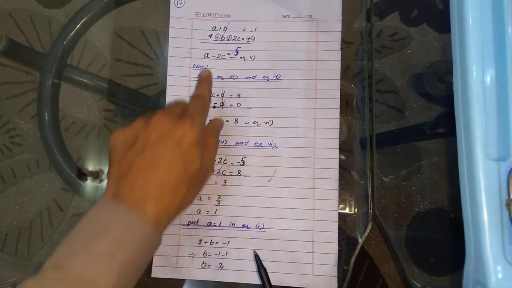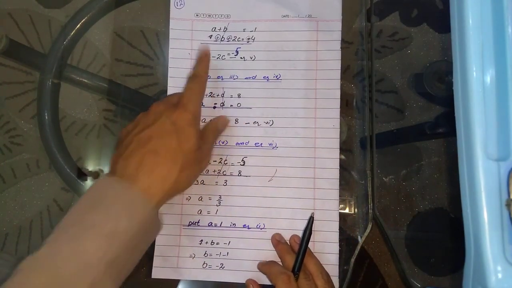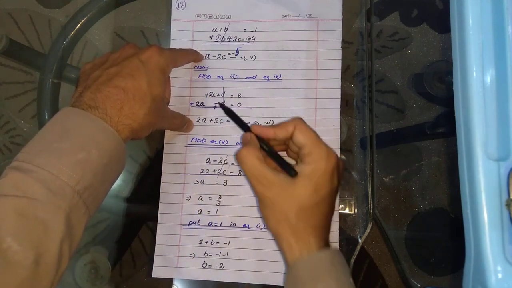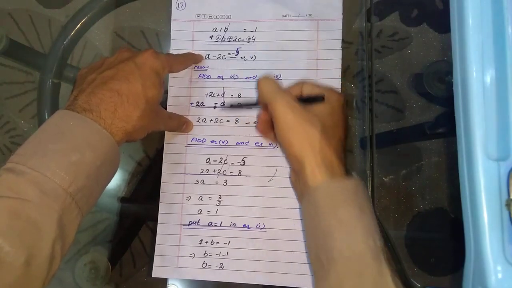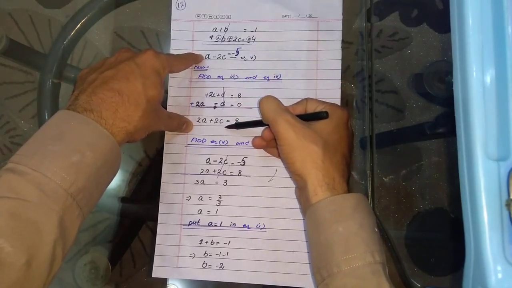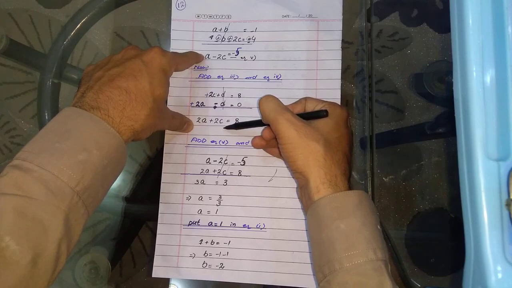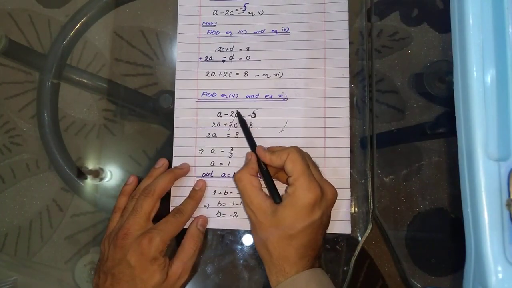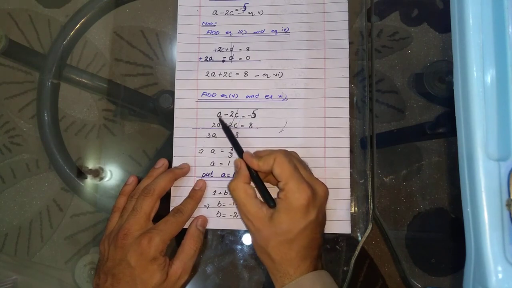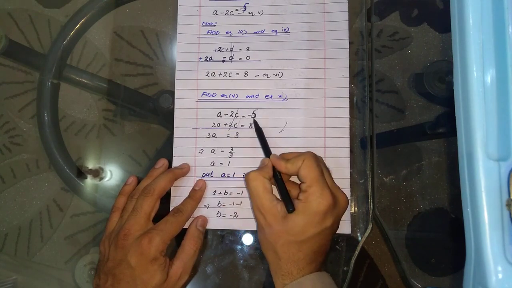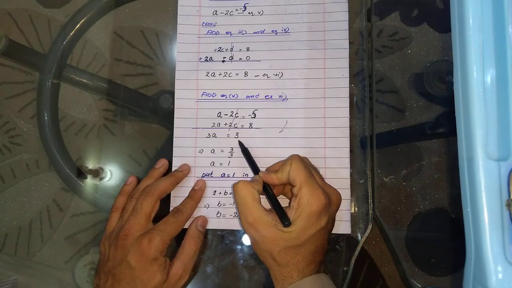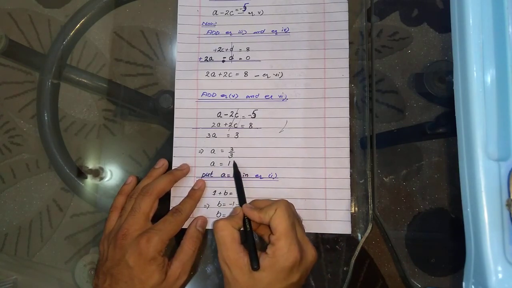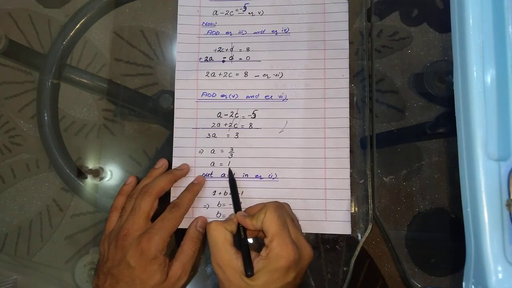Now student, look here. This is my equation 5th. This is my equation 6th. Add these two equations. Look here. 2C, sorry, different sign. In case of different signs, you have to add the equations. So here we are adding these two equations. 2C cancels. A plus 2A is 3A, minus 5 plus 8 will give you 3. Now, to find the value of A, divide both sides by 3, you will get 1.